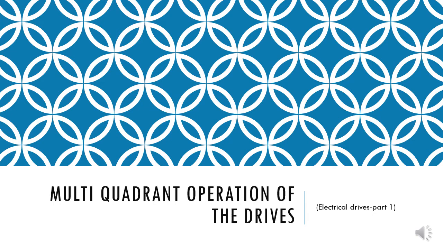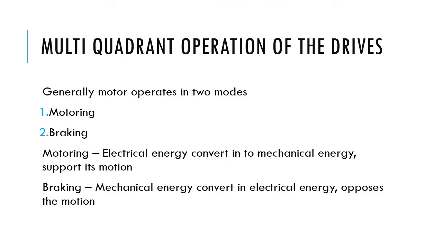Today I am talking about the multi-quadrant operation of the drive. Generally, the motor operates in two modes. One, motoring, and second mode is braking. In motoring mode, electrical energy is converted into mechanical energy, which everybody knows, and it supports the motion. But in braking mode, the mechanical energy is converted into electrical energy. An example is regenerative braking.